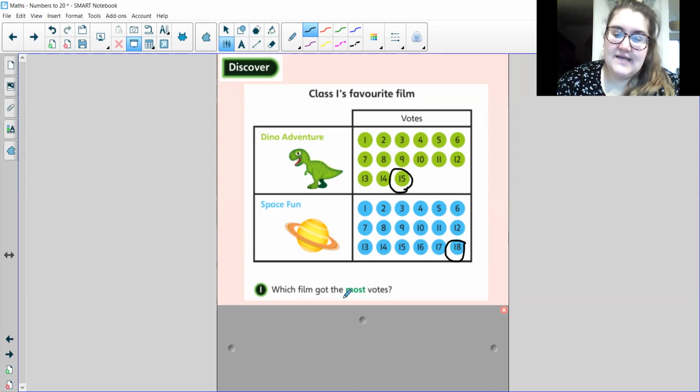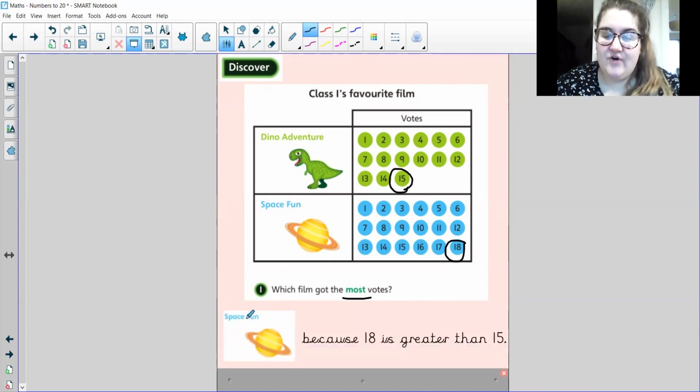So let's look back at our question. Which film got the most votes? Was it Dino Adventure or Space Fun? Can you tell somebody? So hopefully you said Space Fun got the most votes. It was the class favourite because 18 is greater than 15. So this film, Space Fun, got more votes.